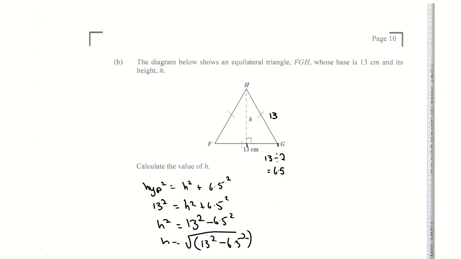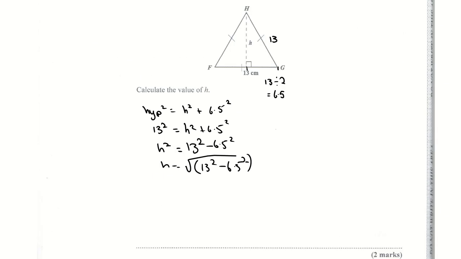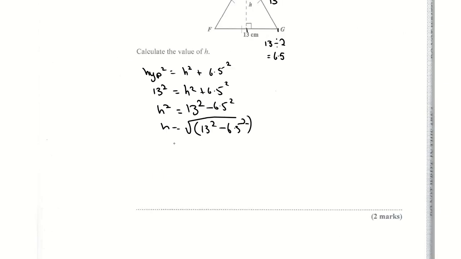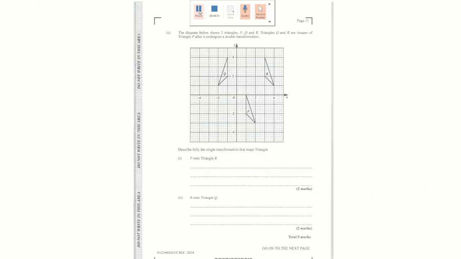11.2583325. Let's just go down. So h is equal to 11.2583325, which is 11.3 centimeters to 1 decimal place. That is what h is equal to, and that is your answer for this question.